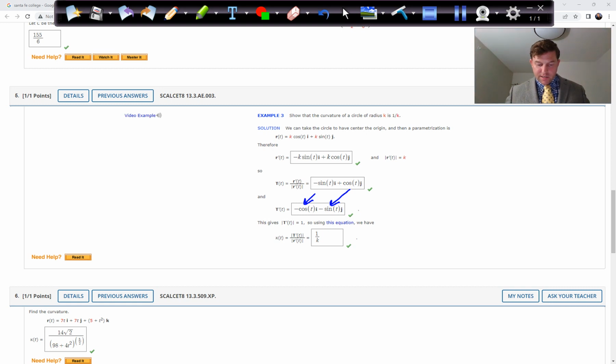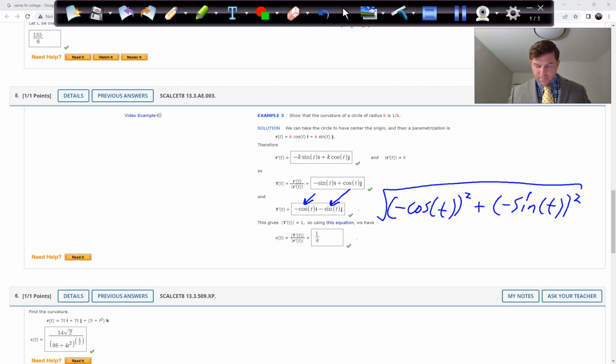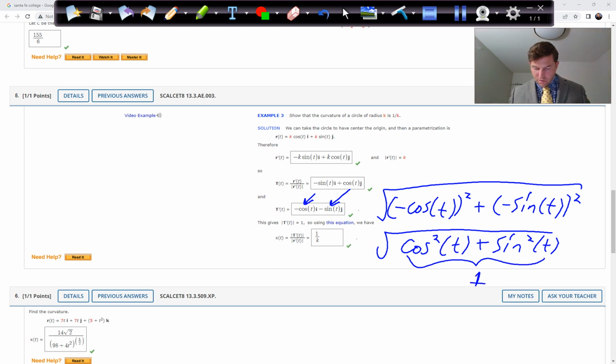Then it says prove that this equals 1. Well, to prove that the magnitude of that vector equals 1, I just have to square both components, add them together, and square root them. But the minus signs will go away. This is cosine squared t plus sine squared t. And we've already seen that that is just 1, so it's the square root of 1, which is 1. Okay, so we proved that one.